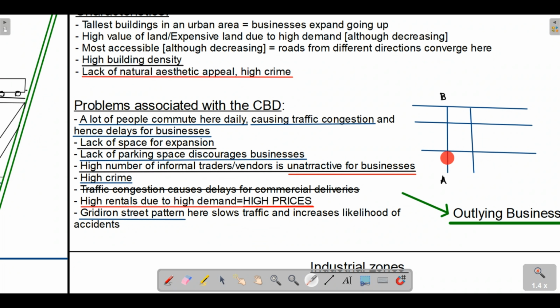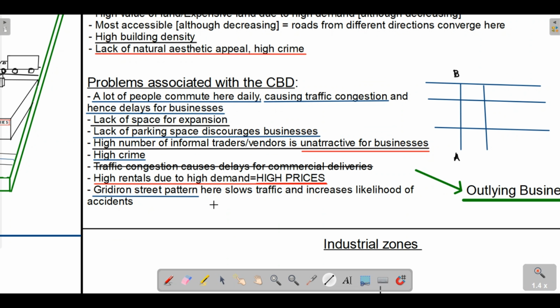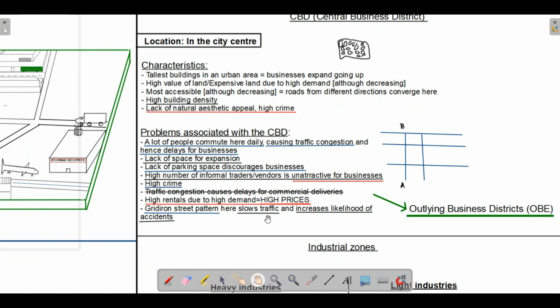So I'm going to stop there and go and stop there and go and stop there, and so on and so on. It's quite annoying to actually have to do that. So this grid iron street pattern slows traffic and increases the likelihood of accidents. Having to stop at each and every intersection increases the probability of having accidents. And so you can imagine, guys, as a business investor, you cannot have a business here. You do not consider it because of these many reasons and many more. So you'd rather move to another area that does not have these problems. And that area nowadays is called the outlying business district.